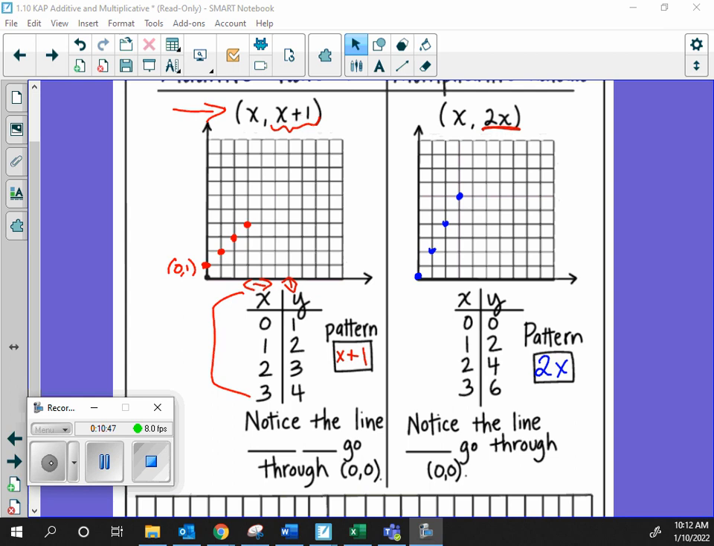Dylan, what was one thing that you guys talked about? We said that it goes up by the same amount every time. In both of them, there's a constant rate. One goes over 1, up 1, over 1, up 1, the other one goes over 1, up 2, but it stays constant. Great. What's something else, Etta?